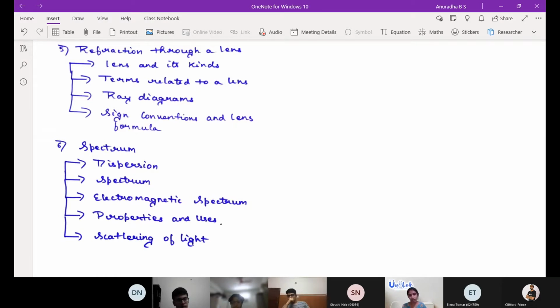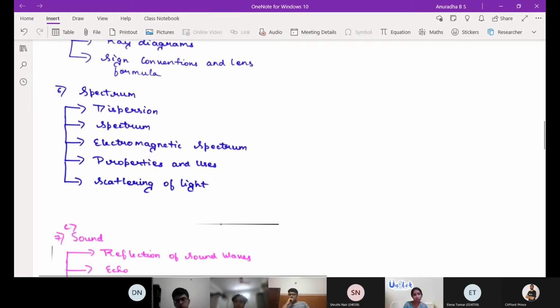Then scattering of light. When light is passed through a prism, how does it work? What is the principle? What is the theory? Why is it getting split into 7 different colors? You will be learning about that in scattering of light. Next is part C.